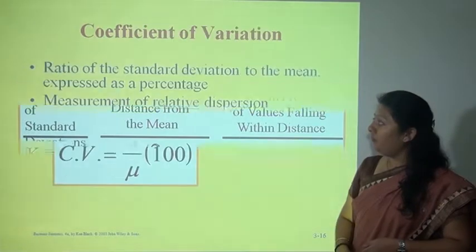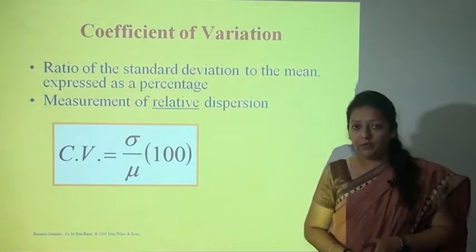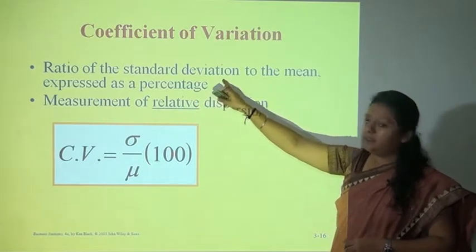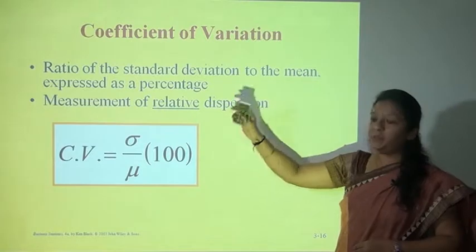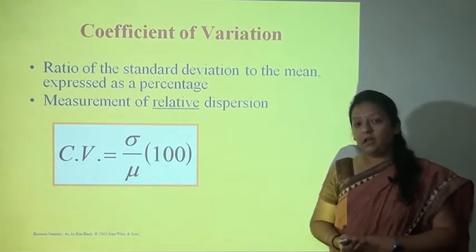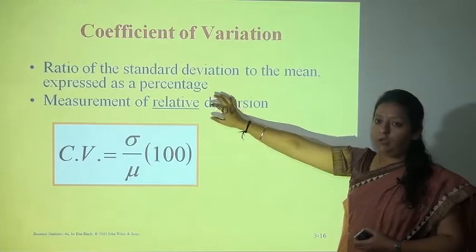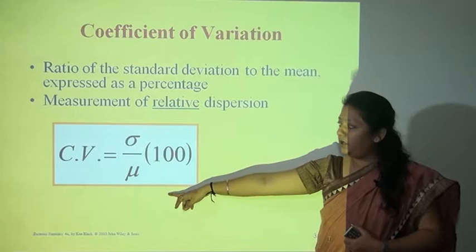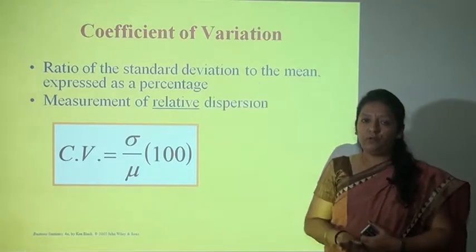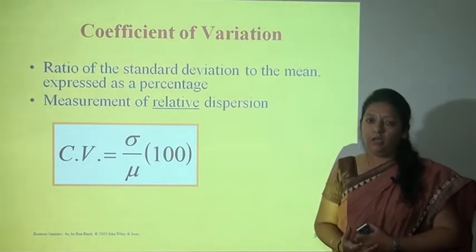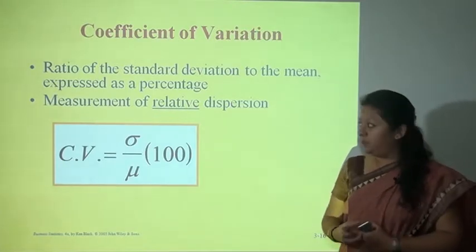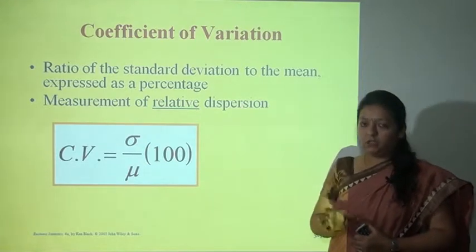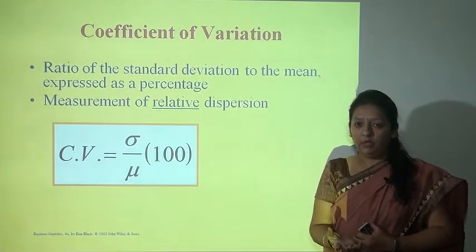Now, the next is coefficient of variation. Coefficient of variation is the ratio of the standard deviation to the mean, expressed as a percentage. It is the standard deviation divided by the mean, or mu, expressed in terms of percentage, which shows the variability between two variables. It is again one of the measures of relative dispersion and is used to identify the variability.